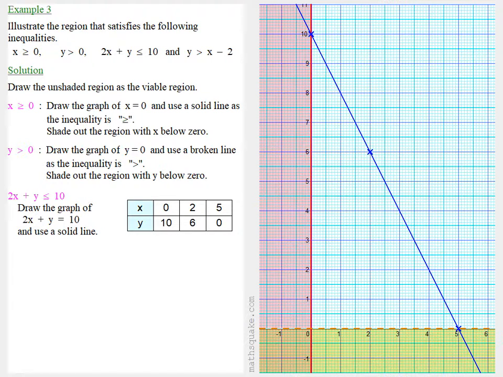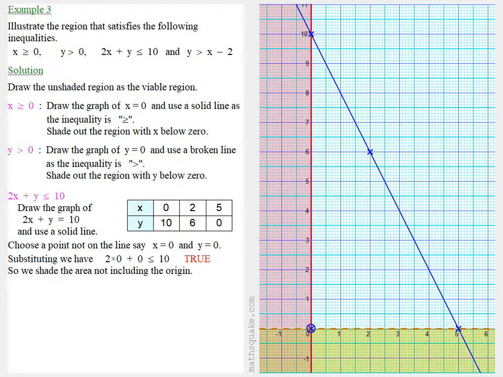Now we have to decide which side to shade. So if we choose a point not on the line, let's say x is 0 and y is 0, and we substitute those numbers back into the original inequality. So 2 times 0 plus 0 is less than or equal to 10. 0 is less than or equal to 10. That's true. So we don't want to shade the side with 0, 0. We want to shade the opposite side. So we shade the side not including the origin.